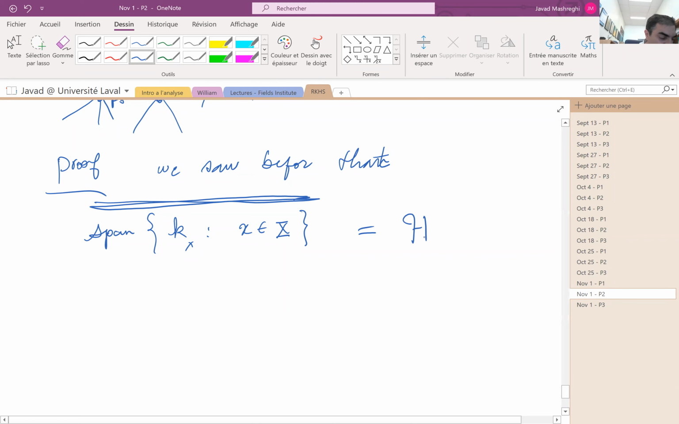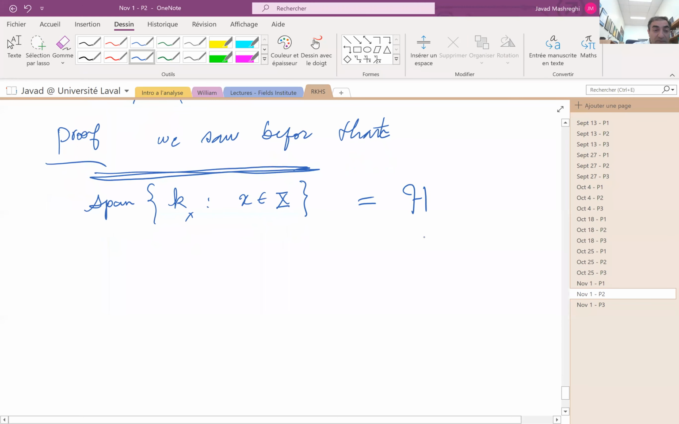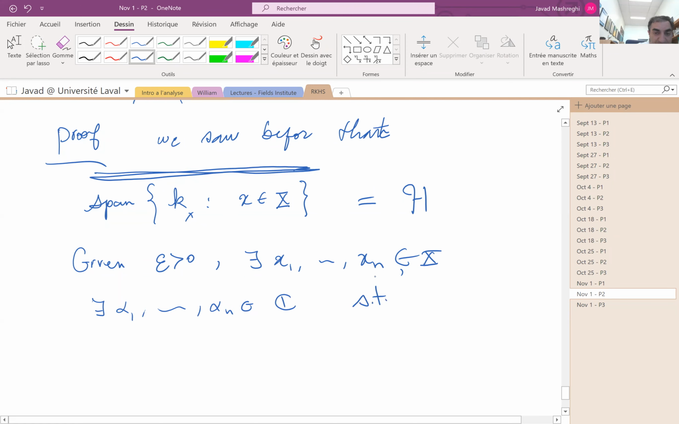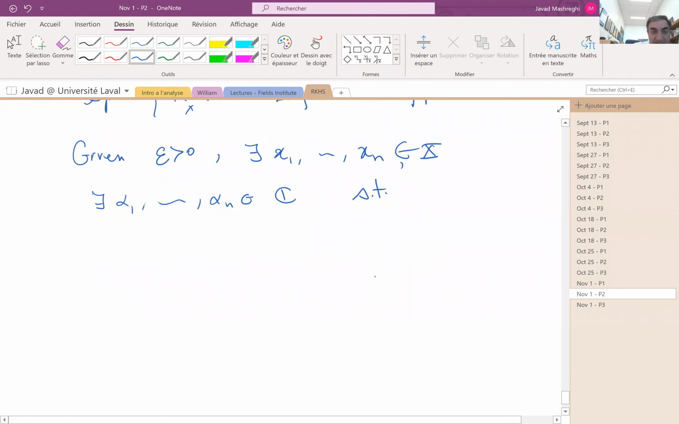So it was about maybe 3 weeks ago. And therefore, given epsilon bigger than 0, there is x1 up to xn in X, and also there are scalars alpha 1 up to alpha n in C, such that the norm of g minus the sum i from 1 up to n of alpha i k_{xi} in H is less than epsilon. That's the meaning of being dense.